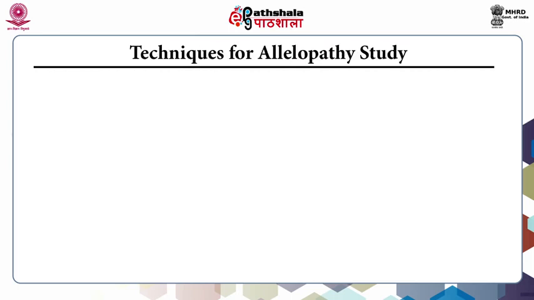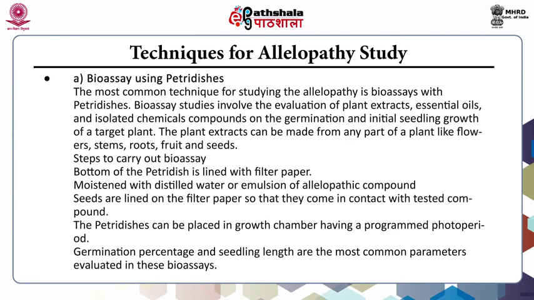Now, what are the different techniques for allelopathy study? First is bioassay. Allelopathic study can be carried out under in vitro condition using petri dishes. Bioassay studies involve the evaluation of plant extracts, essential oils and isolated chemical compounds on the germination and initial seedling growth of a target plant. The plant extract can be made from any plant part including flower, stem, roots, fruit and seeds.